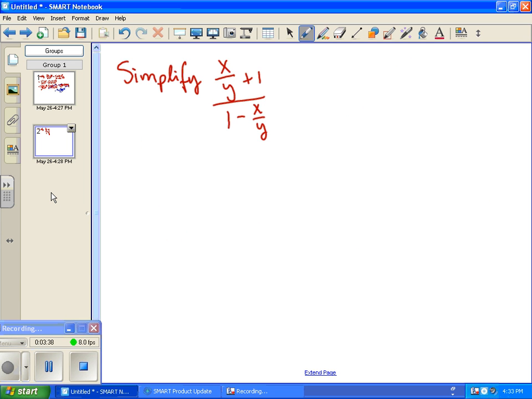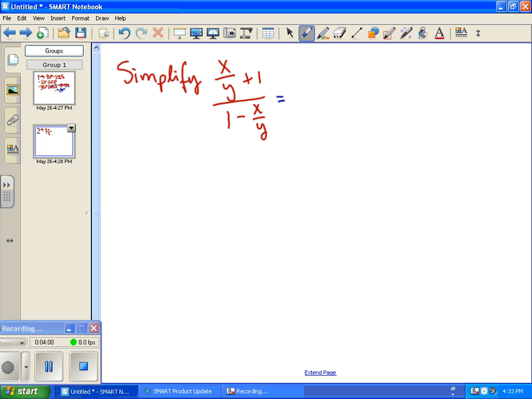Now, to simplify this next problem, we have this big fraction, but within the top and the bottom we also have some fractions. But to simplify this, we first need to create one fraction on top and the bottom, because then we can use inverse multiplication. So let's figure out this fraction.